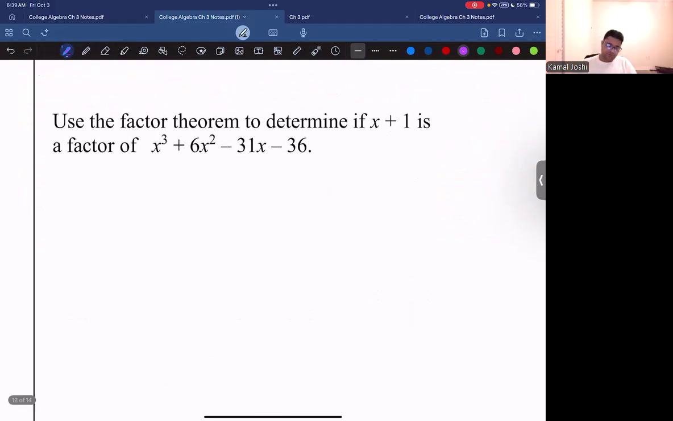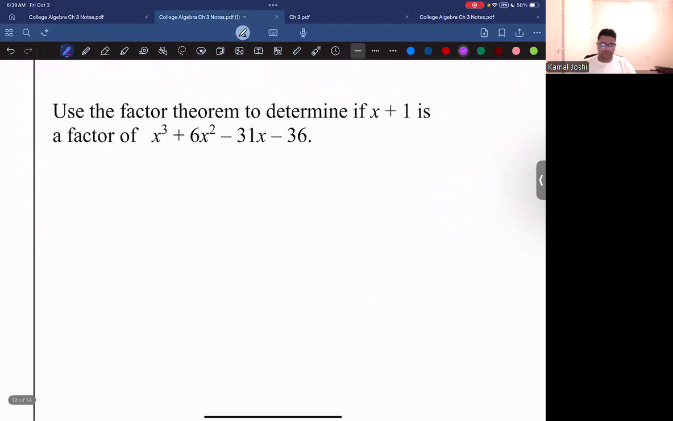Use the factor theorem to determine whether it is a factor. Oh, okay. We will do the factoring as well. The question itself is very simple, just to know whether that is a factor or not. Hopefully, if it is a factor, then we will do the complete factoring. Let's check. Go ahead and do it, please.